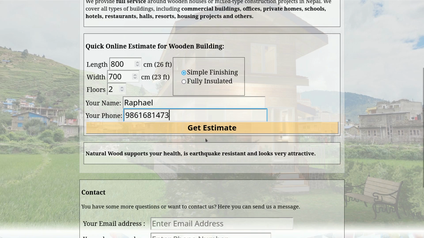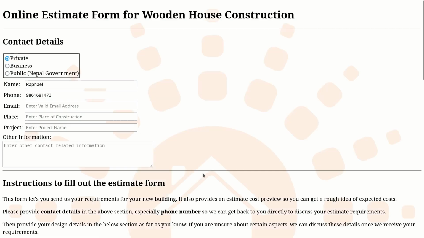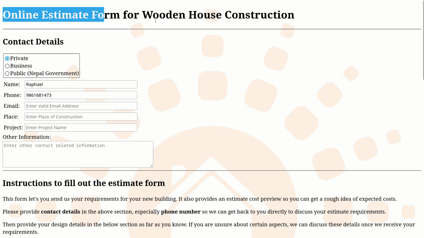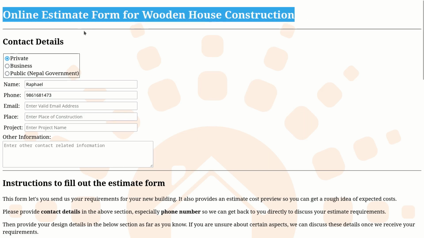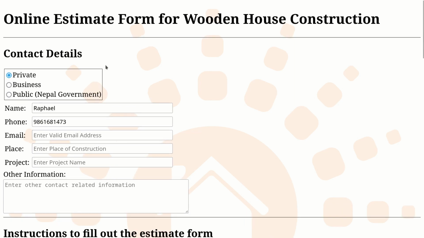Otherwise, if you want specifically an estimate for your building, you enter your name, phone number, and the dimensions here. If you want a full finishing house, you click on full finishing. Otherwise, simple finishing is also enough. Then if you click on get estimate, it will redirect you to another web page, which is specifically for the estimate. I will zoom in a little bit to make this more clear.